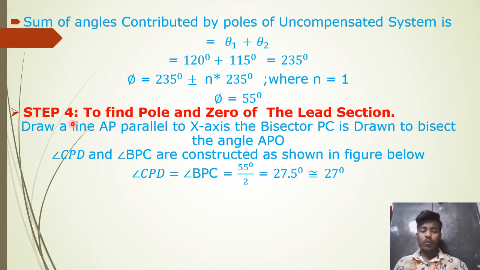Step 4, to find pole and zero of the lead section. Draw a line AP parallel to x-axis. The bisector PC is drawn to bisect the angle APO. Angle CPD and angle BPC are constructed as shown in the figure below. Angle CPD equal to angle BPC equal to 55 by 2. We get 27 degrees approximately.